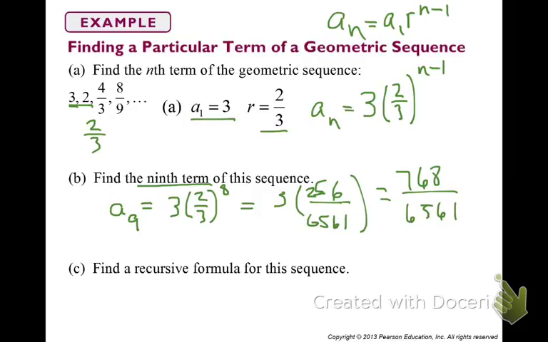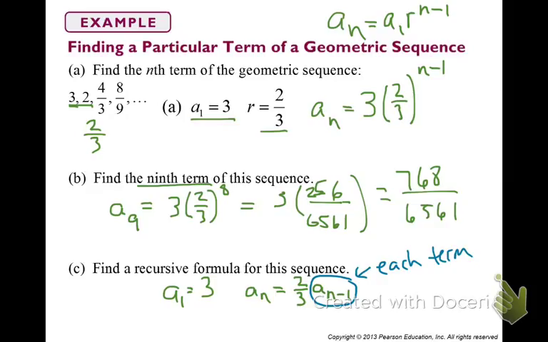Okay, so to do our recursive formula, we always start with a sub 1. In this case, our a sub 1 equaled the 3. And then our a sub n equals our r, which was our 2/3, times our terms. Our terms in general are a sub n minus 1. And just a reminder, this right here, that's just each successive term, right? That's each term that keeps getting dropped in.